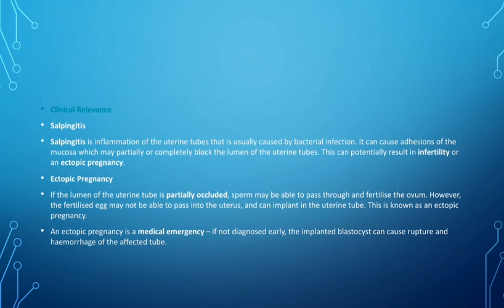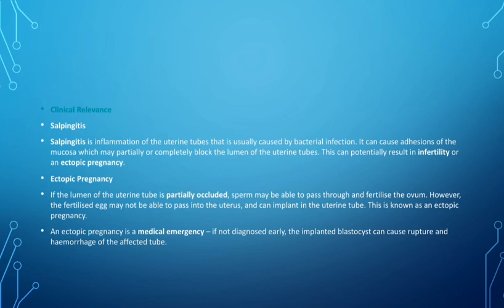Clinical relevance. Salpingitis. This is the inflammation of the uterine tubes that is usually caused by bacterial infection. It can cause the adhesion of the mucus, which may partially or completely block the lumen of the uterine tubes. This can potentially result in infertility or ectopic pregnancy.